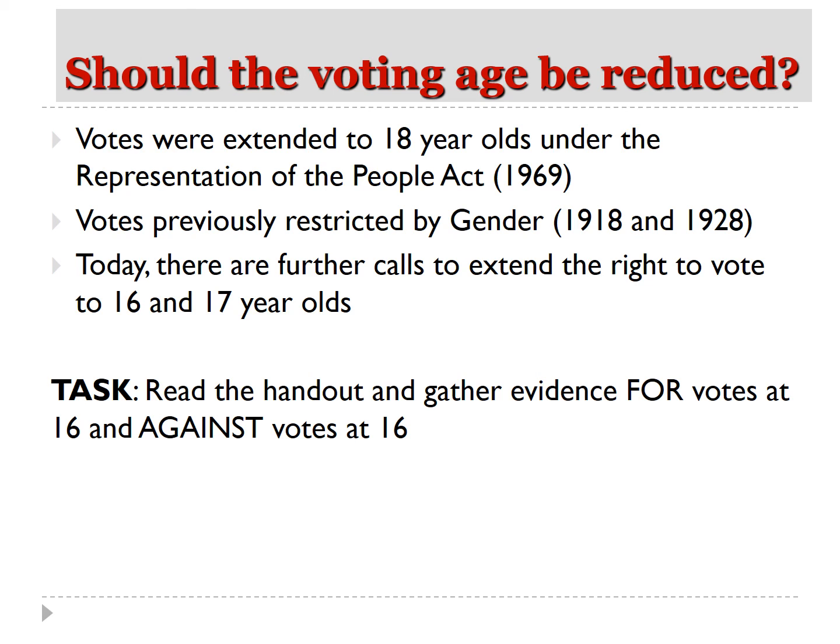So if you could open the PDF handout with the article that goes through some key debates on reasons why perhaps we should be giving 16 and 17-year-olds the right to vote, and reasons why we shouldn't, so the voting age should remain at 18 as it is at present. It may be worth then jotting down some ideas.